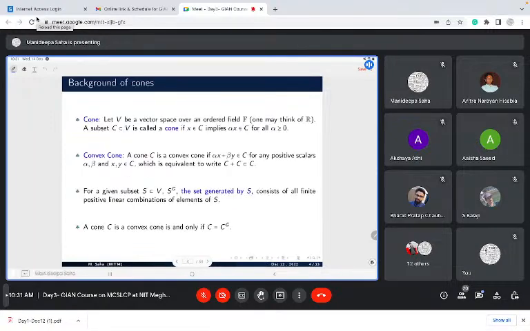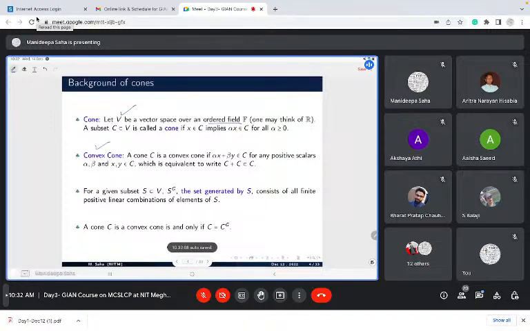Okay, so let's start with the background. Cone, I already told. In my last lecture I talked about the cone in Rn, but one can generalize it to any vector space over any ordered field. I'll be requiring an ordered field there. Then C is a cone if it contains a ray. That's what we called it. I hope that you remember.